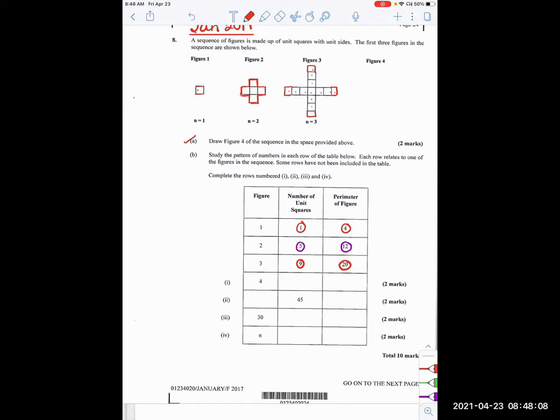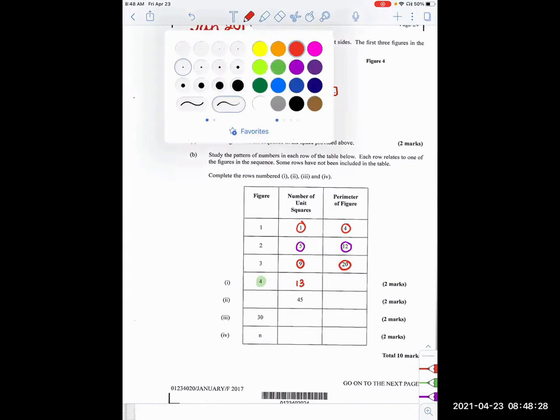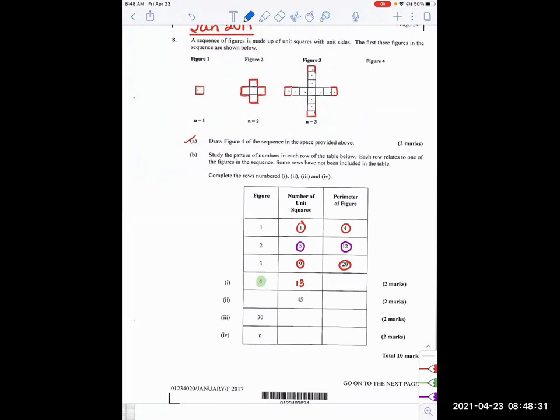Now, let us look at the pattern. How many unit squares would figure 4 have? 13. All right. How did you get 13, Jason? If you follow the pattern, like 1, you need 4 to get to 5, and you need 4 again to make 9. So 4 is constant, and 9 and 4 is 13. All right. Everybody saw that? Yes, miss.